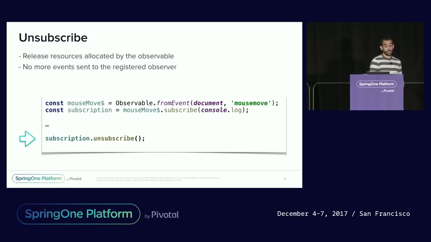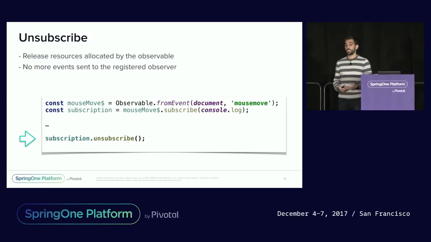Like when you subscribe to a mouse move, right? So in this example, we are creating an observable from the mouse move event, and we are subscribing to it. When you do that, at the end of the day, you're creating an event listener. And you need to release those event listeners when you don't need them.